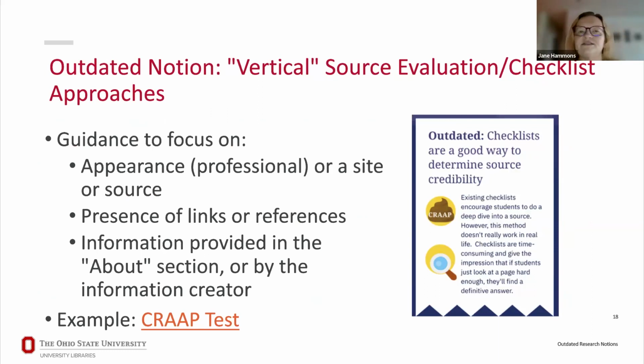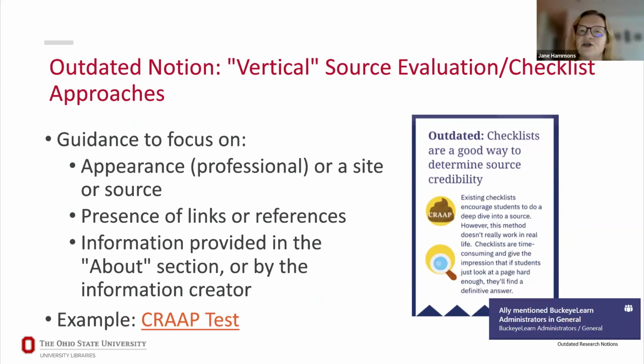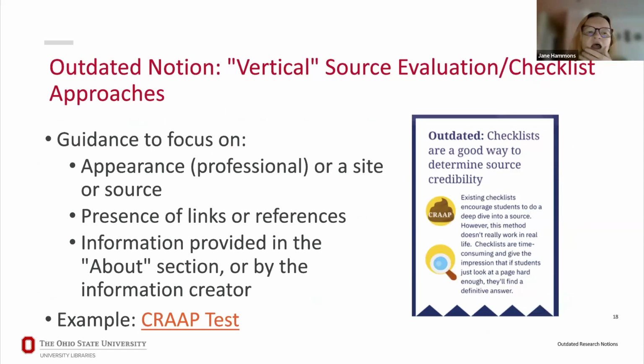Closely related to that, of course, is this idea of vertical source evaluation or checklist evaluation approaches, such as the CRAP test. I know a lot of the librarians in the group will be familiar with the CRAP test. For those of you who may not be, the CRAP test is an evaluation checklist that asks students to look at currency, relevance, accuracy, authority, and purpose as they evaluate sources that they find online. A lot of the guidance encourages students to look at the appearance of a site, whether it looks professional, whether the site has links or references, and to focus heavily on what the About Us section of the website says.